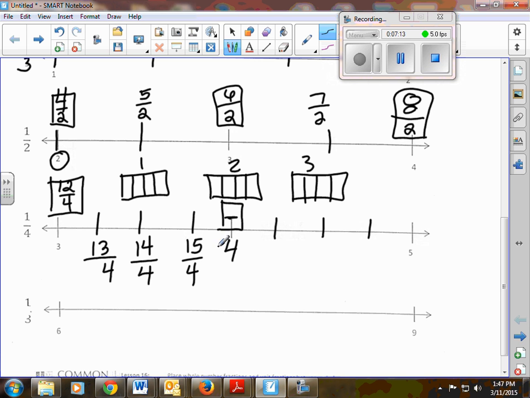Let's talk about this for a minute. One more figure, one more whole split into fourths would be how much? 4, 8, 12, 16 fourths. 16 fourths would be right there on the number line. 16 divided by 4 equals how many wholes? 4 wholes. 16 fourths, so the next one would be 17 fourths, 18 fourths.